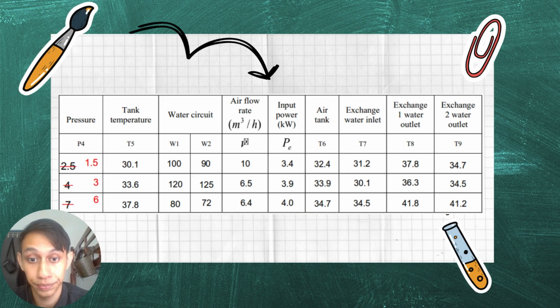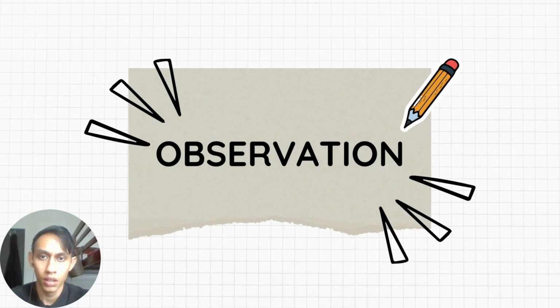As you can see, the final compression will be taken from the tank pressure all the way to the exchange water outlet. So the next part is the observation, which will show how we obtained all the data in these two tables that I just showed you. Let's move on to the next part, that is observation.